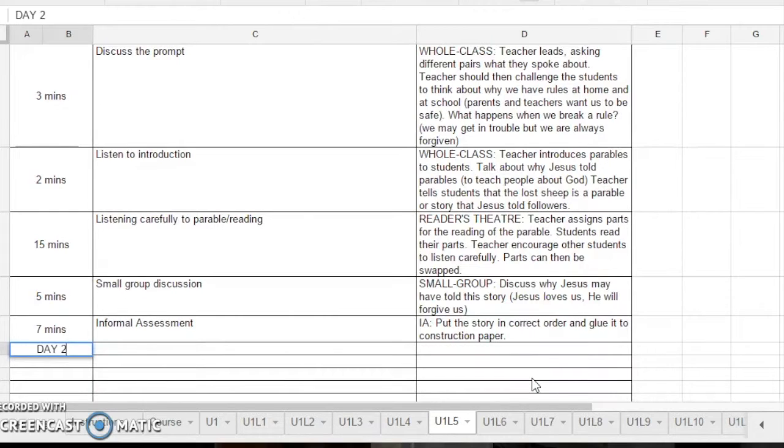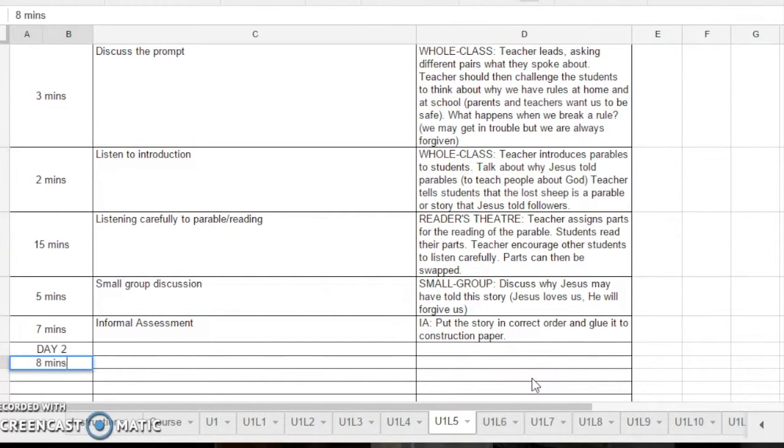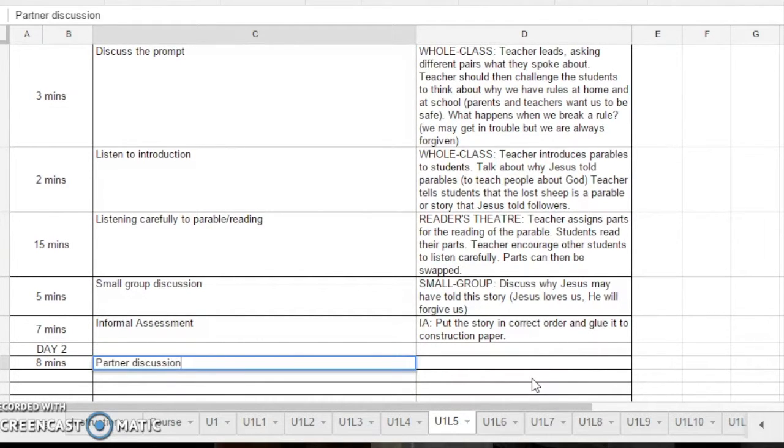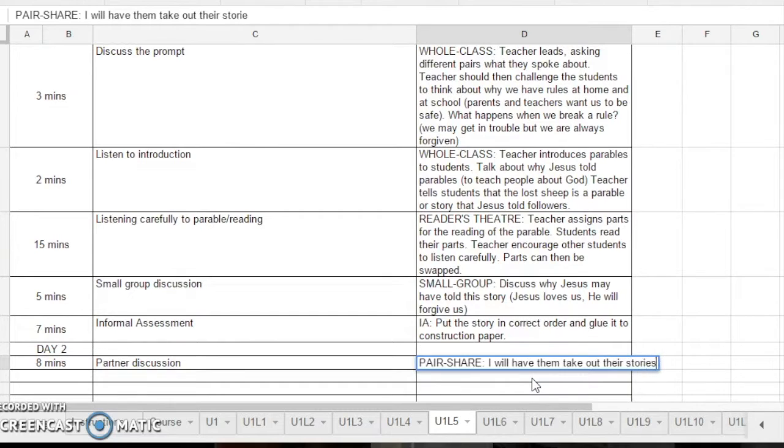Day 2, for 8 minutes, I'm going to do think, pair, share again. And I will have them take out their stories and tell their partner. Instead of writing the prompt on the board, I think I'm going to put a picture of a sheep to engage the students.